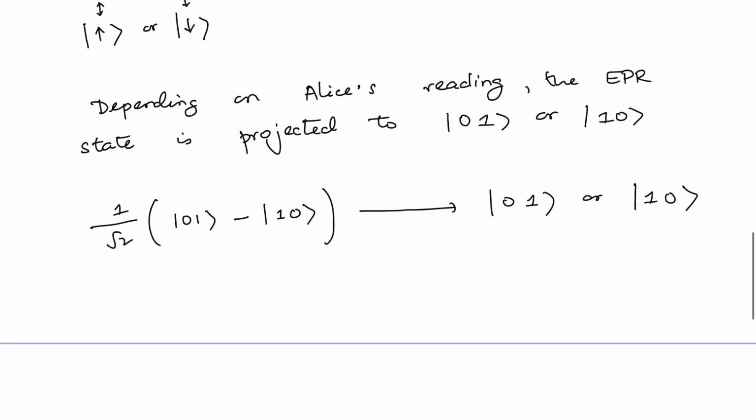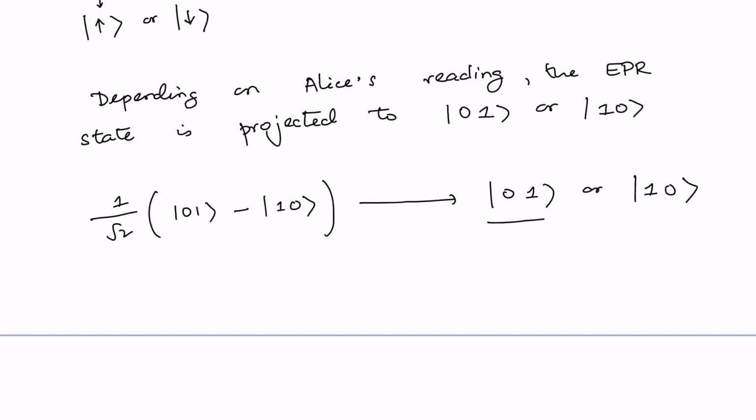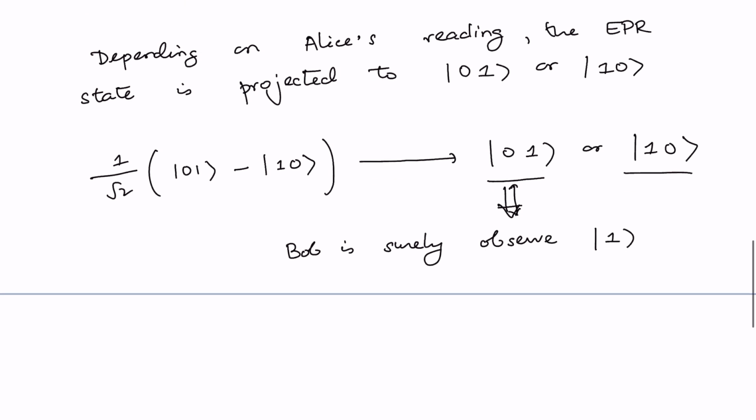What it basically means is that when it collapses to either this state or this state, if Alice measures her particle state to be K0, this implies that Bob will surely observe his particle state to be in K1, or if it is projected to 10, then Bob's particle state would be in K0. This is what it means, and this is the essence of quantum entanglement.